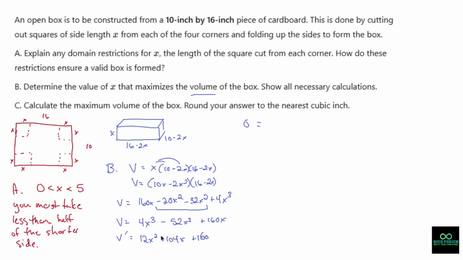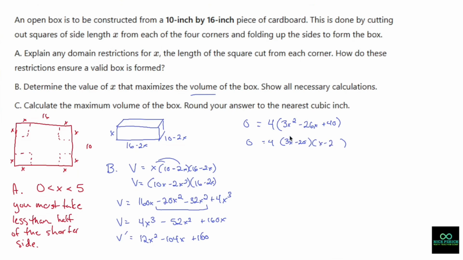Now I'm going to have to factor that, and I should be able to factor out not a 12, a 4. When I factor out a 4, it leaves us with 3x squared minus 26x plus 40. To find the critical points, we're going to have to continue factoring. Looking at that, I don't think I need the quadratic formula. Nope, it's going to be 3x minus 20 and x minus 2.